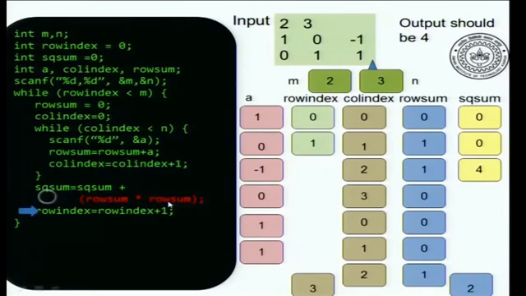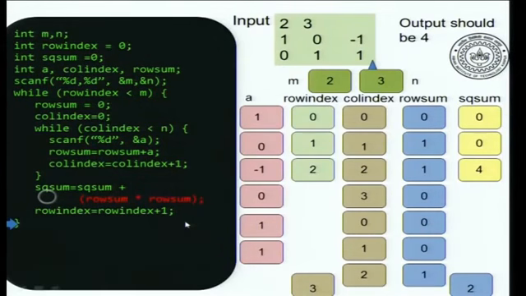After you do that, you increment row index and row index becomes 2, which is equal to the given row count. So you exit the loop. Okay. So we have correctly computed the sum that we wanted.